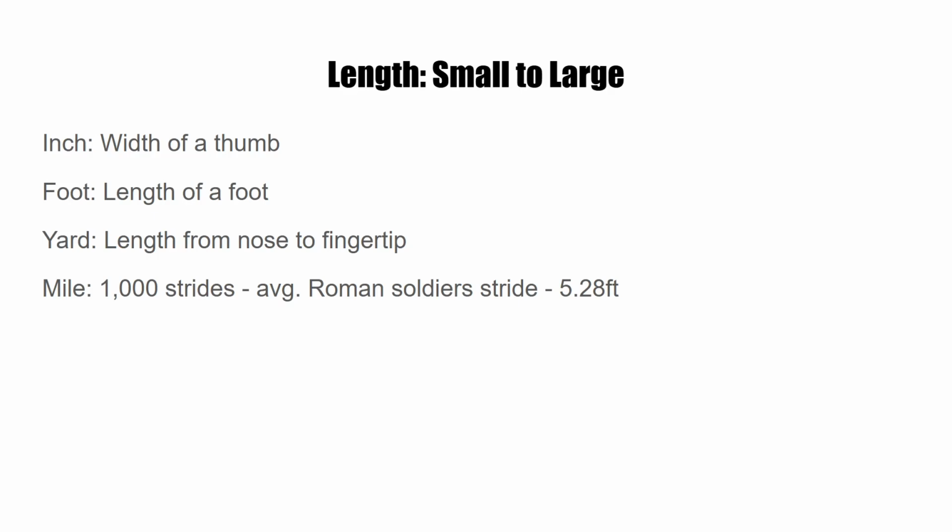So that is where a lot of that comes from. And here I just have it written out. So width of a thumb to the length of a foot. The yard comes much later, even basically after everything else, from nose to fingertip outstretched, and then a mile is 1,000 strides, and when retroactively applied, you get 5.28 feet roughly per stride. And this makes things relatively easy for everybody, really, to do in practical terms.